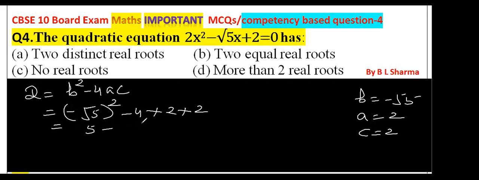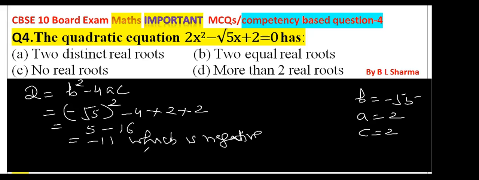So that is 5 minus 16, that is minus 11. And which is negative, meaning less than 0. And if the discriminant is negative, then no real root exists. So C is the correct answer option. If the discriminant of a quadratic equation is negative, then it means no real roots exist. There will be no real root. So C is the correct option.